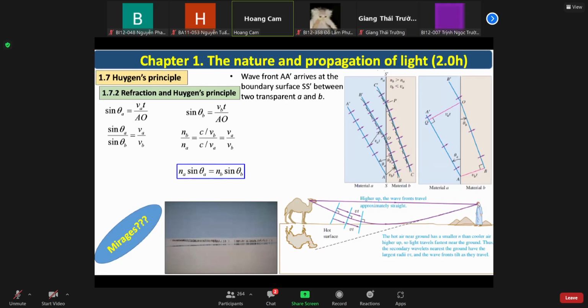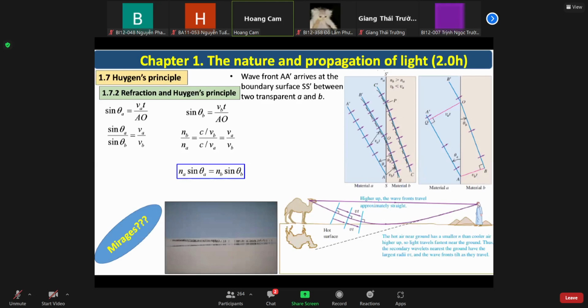It is a phenomenon we know so far due to this refraction, and we can also explain it using the Huygens principle, to explain reflection and refraction. Higher up, the wavefront travels approximately straight. However, the hot air near the ground has a smaller n than the cooler air higher up. So light travels fastest near the ground, and thus the secondary wavelets nearest the ground have the largest radius, v times t, and the wavefront bends as they travel. So you should pay attention to that as well.